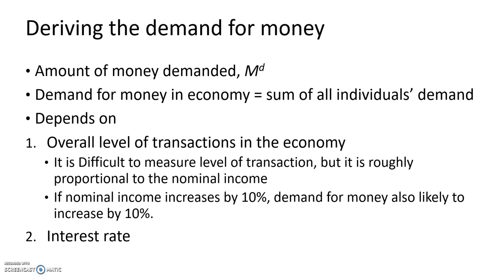Deriving the demand for money. Denote the amount of money people want to hold, their demand for money, by MD, where the superscript D stands for demand. The demand for money in the economy as a whole is just the sum of all the individuals' demand for money. Therefore, it depends on the overall level of transactions in the economy. However, it is difficult to measure, but it is likely to be roughly proportional to nominal income. So if nominal income were to increase by 10%, demand for money is also likely to increase by 10%. And then we also look at the interest rate.